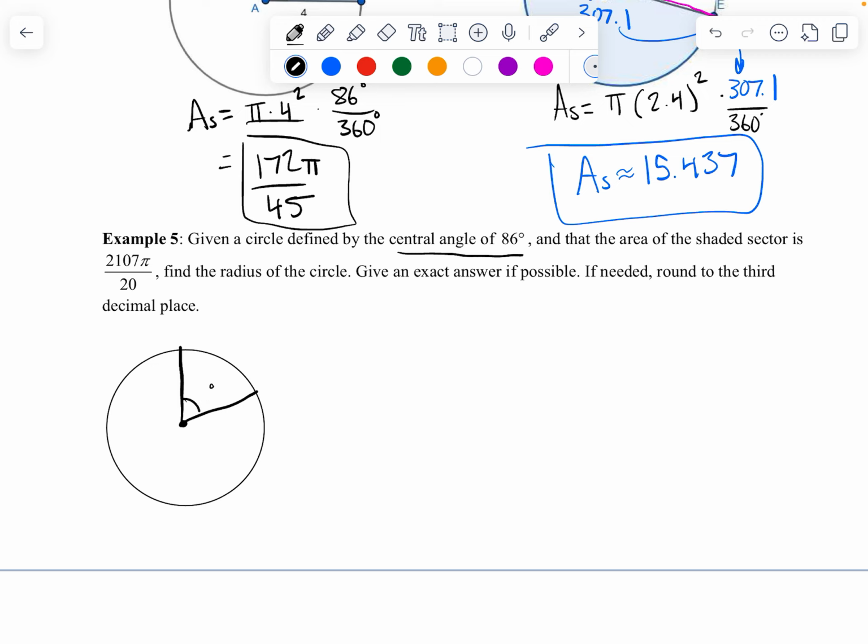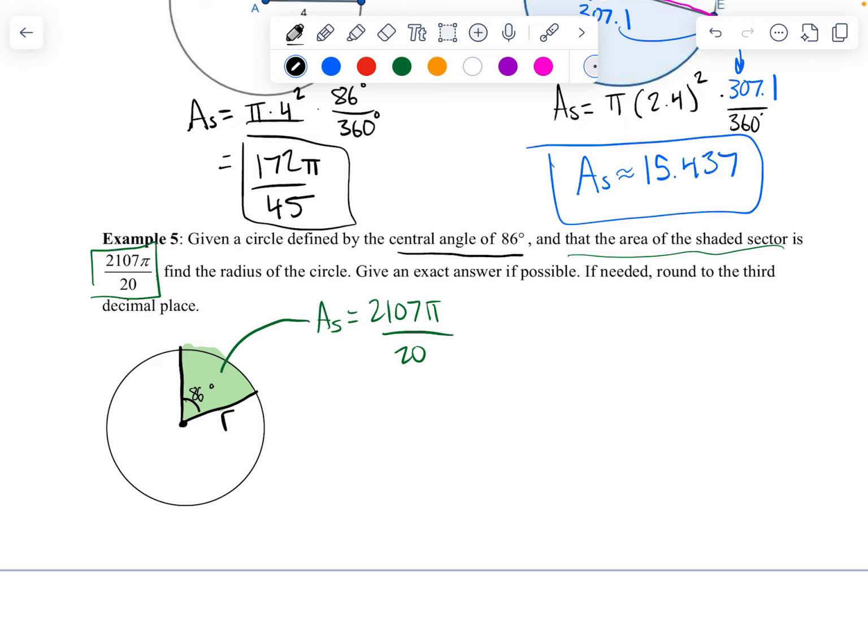Okay, my 6 looks a little suspicious. There we go. All right, and that the area of the shaded sector is this thing, meaning that if you were to shade in the little sector of your central angle of 86, the area of that is 2107 pi over 20. Find the radius of the circle. So some radius there, we don't know what it is. Give an exact answer if possible. If needed, round it to a decimal place.